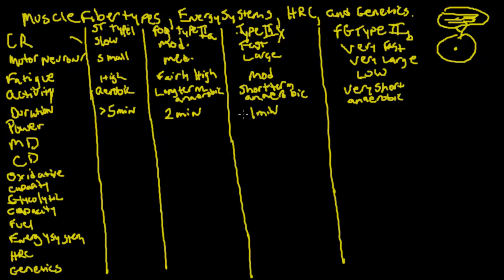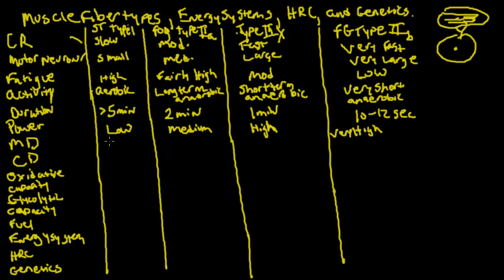Let's say about 1 minute here, because this is our intermediate fiber, and we're saying 10 to 12 seconds here. So that kind of ties the time frame in. So let's talk about power. Very low power. So we don't have much power here. So medium power with a fast twitch oxidative. So we're going to have a lot of power here with the intermediate type 2X, and even more power with a fast twitch oxidative glycolytic. So really I should say very high here.